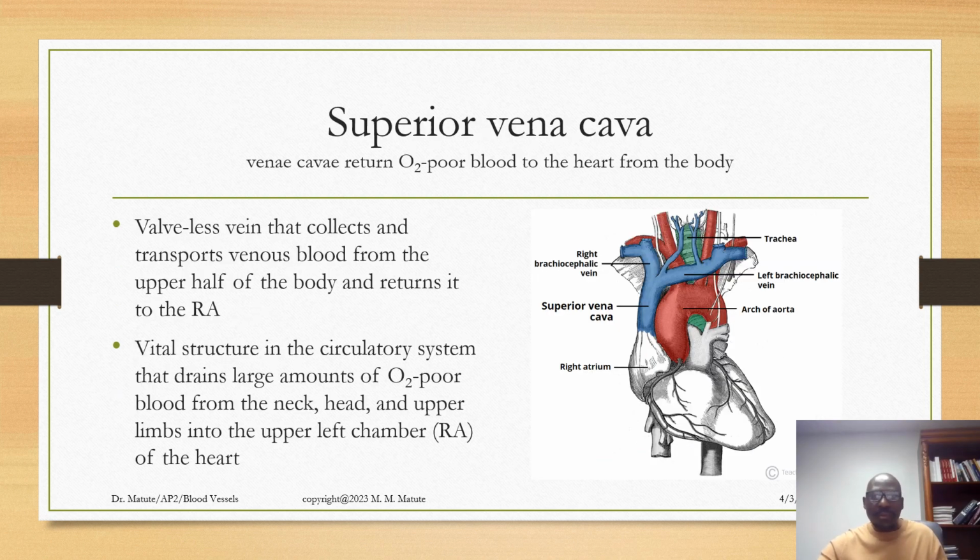The superior vena cava drains oxygen-poor blood from anything above the heart and brings it back to the heart. The blood from the superior portion of the body will be drained into the right atrium.